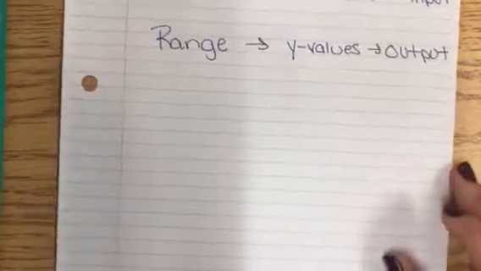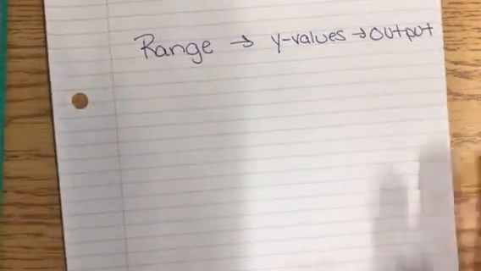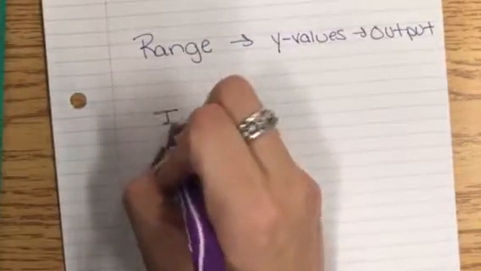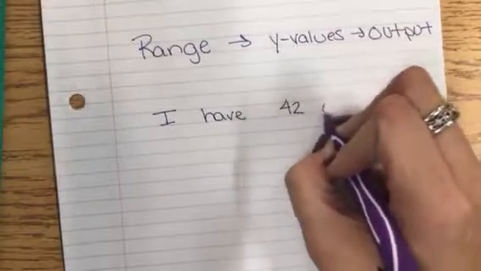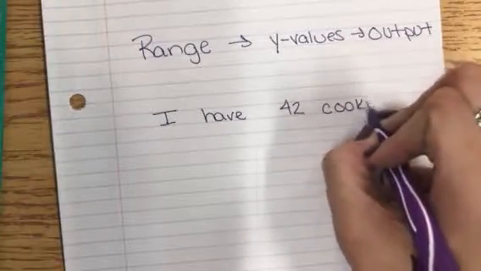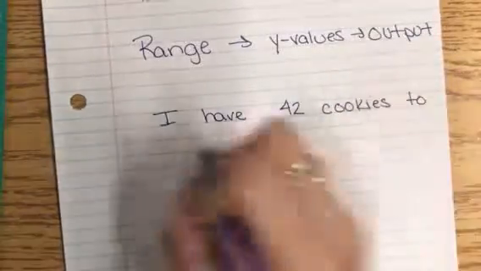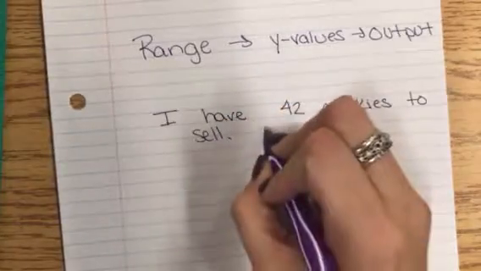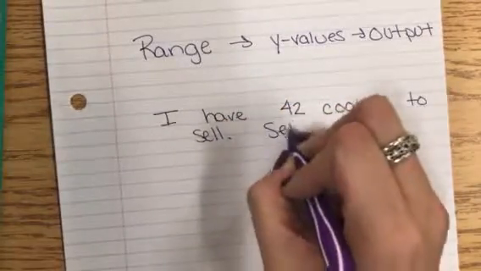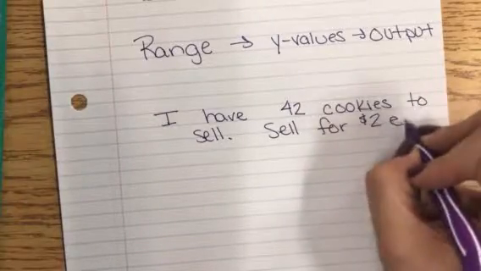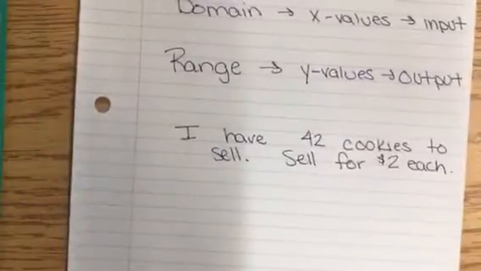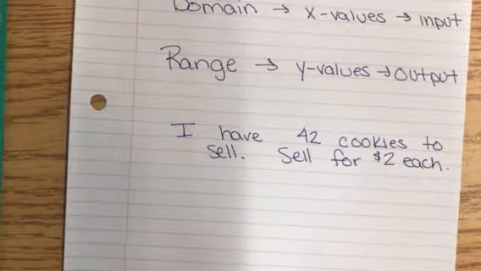So if I said something like, I have 42 cookies to sell, and I'm going to sell them for $2 each, this gives me some info that I know.